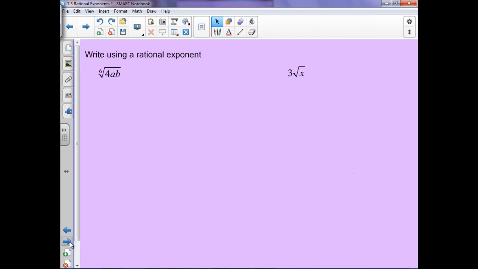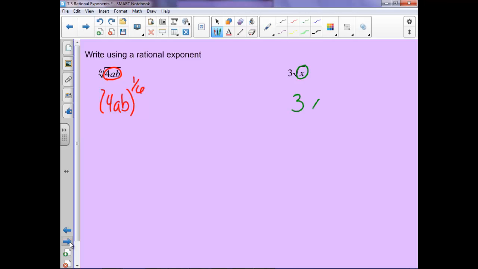So now we're going to go the other way. So this whole thing is under the root. So it's going to be this whole 4ab to the 1/6 root, or to the 1/6 power. Notice in this second one, though, only your x is under the root. That means only this x has the 1/2 power. That 3 was in front of the root, so it doesn't have the rational exponent.